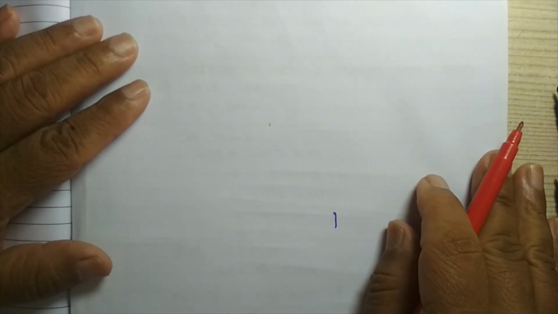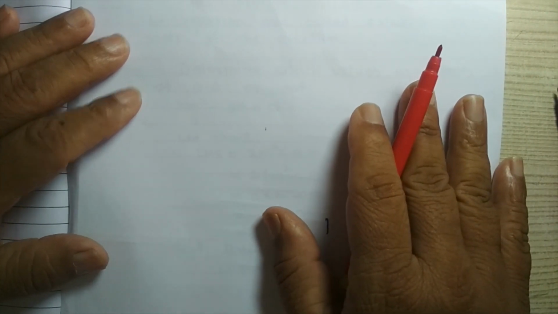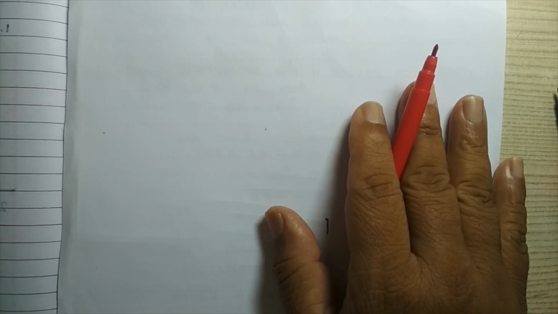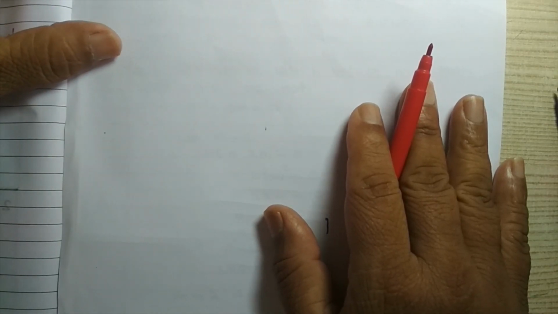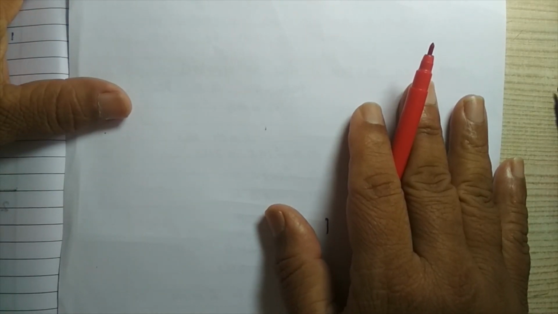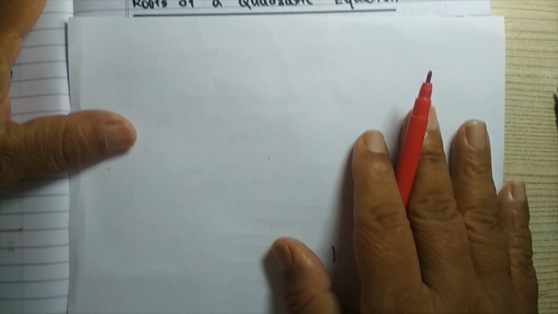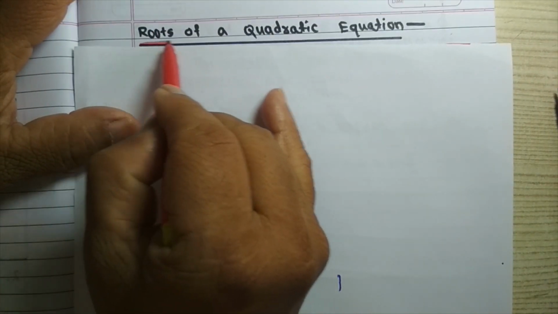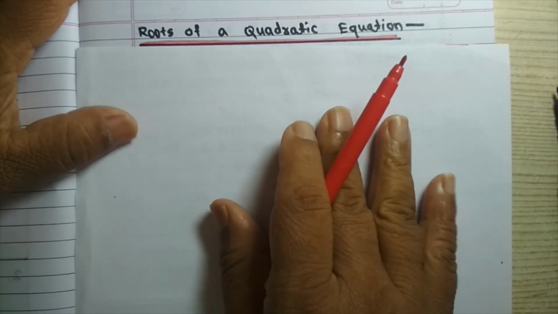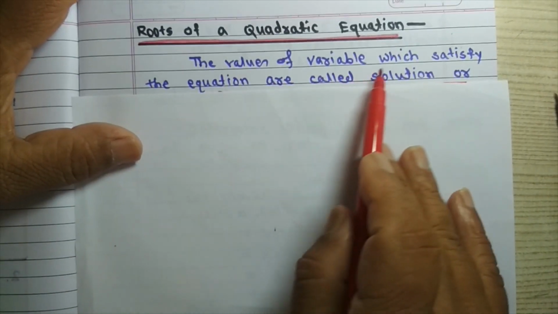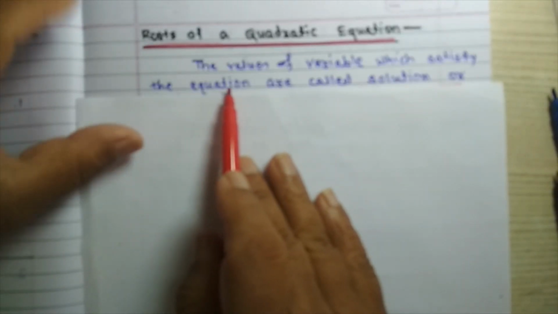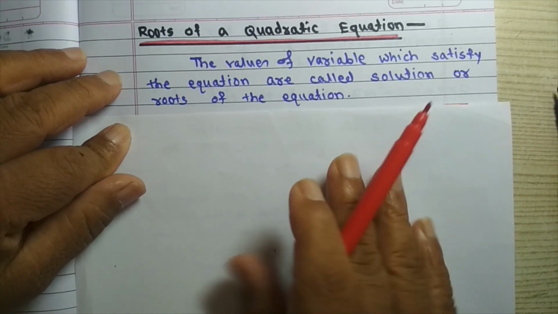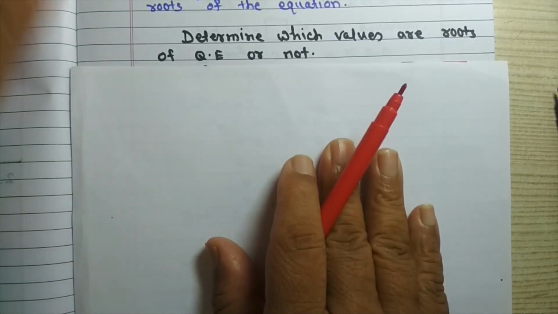Okay, now next part we have to see the roots of the quadratic equation. Sometimes a quadratic equation and values of the variable are given to us. We have to verify whether the given values are roots of the quadratic equation or not. The values of the variable which satisfy the equation are called solutions or roots of the equation. One example we have to see here.